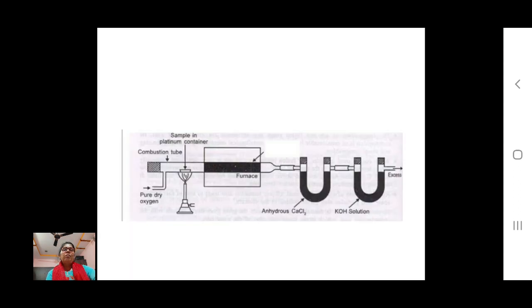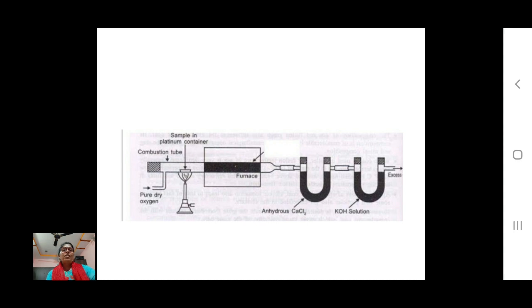So this is the diagram. There is a combustion tube in which the sample of coal is taken in a platinum container. Pure dry oxygen is passed through here for the complete combustion of coal. One more thing is there, that is the copper oxide wire gauze. This is also to provide more oxygen for the combustion of carbon and hydrogen present in the coal.